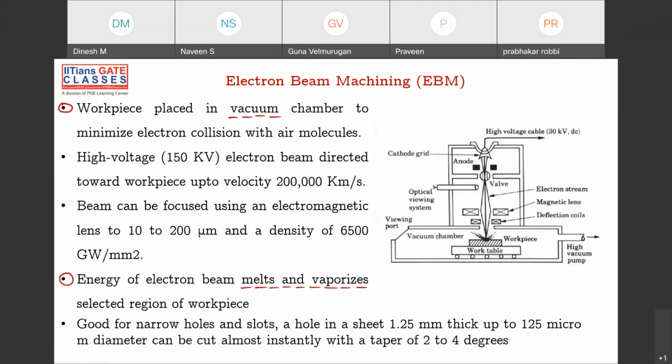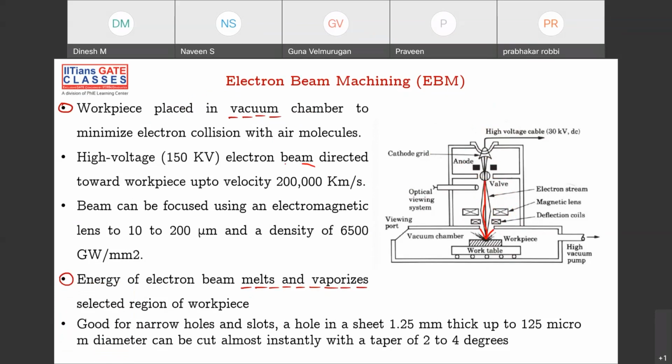Next is electron beam. Again, please remember, here also there is a cathode, a grid, an anode, a valve, but forget all that. There are deflection coils, some magnetic coils. Somehow an electron beam is generated, and that electron beam passes through and hits the workpiece with huge velocity.